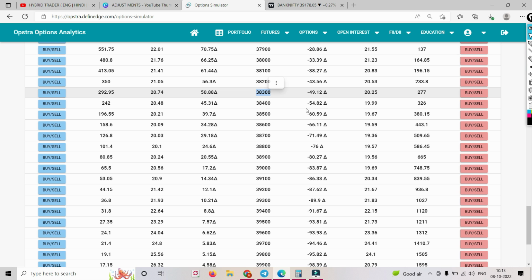So I want to deploy a call debit spread. I am in the middle of the week, so I will not look for a 500-point debit spread, because I have already deployed the trade. I am on the 22nd, so there are only 2 days for the expiry, so I will not look for 500 points. So let me say I'll buy this.